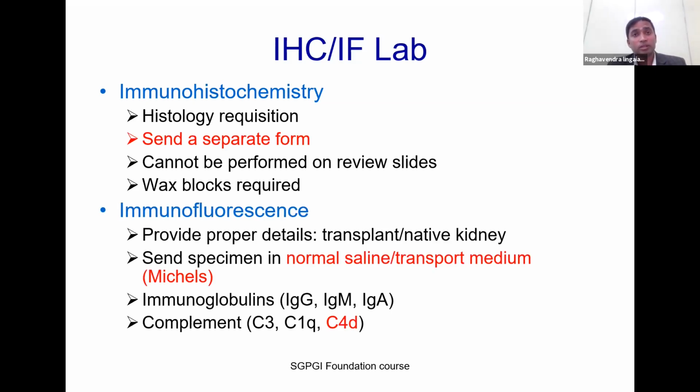For immunofluorescence, give proper details. For example, if it is from nephrology, mention whether it is a transplant kidney or a native kidney, and send it again in normal saline or a transport medium, and mention the investigation that you are interested in, whether it is IgG, IgM, IgA, C3, C1q, and C4d.